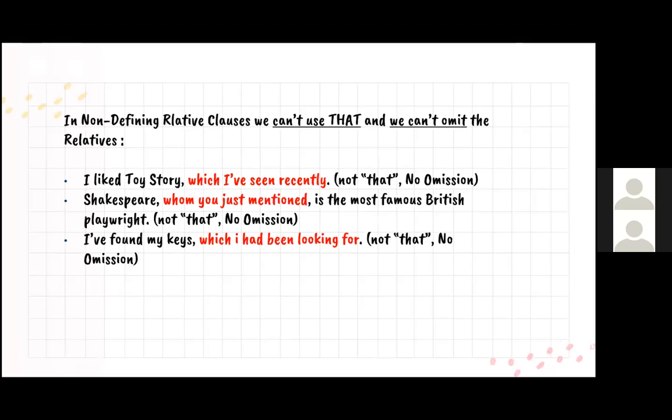In non-defining relative clauses, we can't use that and we can't omit the relatives. For example, I liked Toy Story, which I've seen recently. Not that, no omission. Second, Shakespeare, whom you just mentioned, is the most famous British playwright. Not that, no omission. Third, I found my keys, which I had been looking for. Not that, no omission.